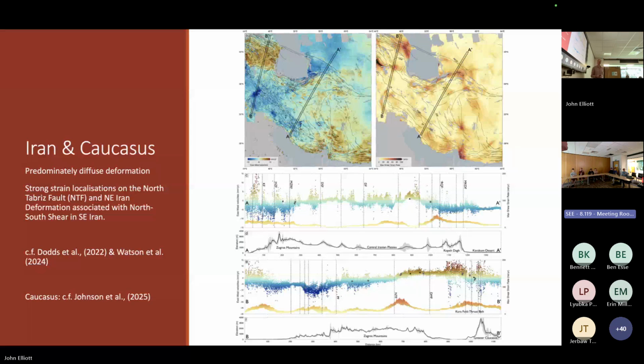There's a number of studies in the Iran Caucasus as well. So here's our result from the HB, showing really quite distributed deformation. But Andrew Watson and Nick Dodds showed much more localized distribution in individual studies over individual faults, as well as some more recent studies across the Caucasus. But you can see not quite as much strain concentration here, really quite distributed across the Zagros here.